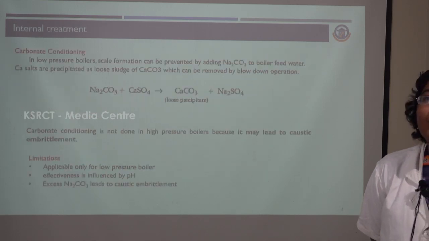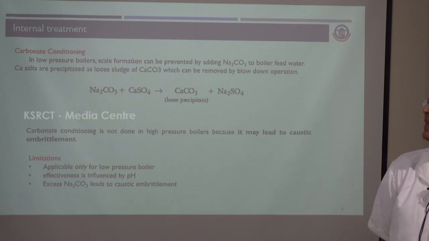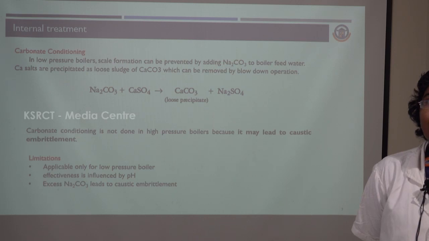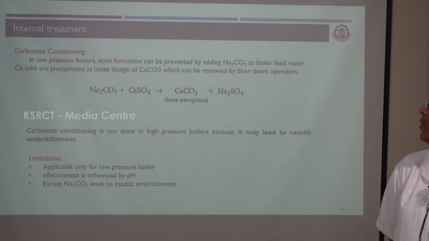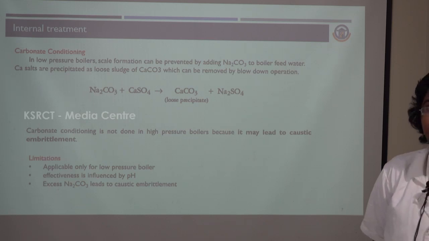Next we will see the internal treatment removal processes one by one. First one is carbonate conditioning. In carbonate conditioning, we use sodium carbonate inside the boiler to remove the hardness producing substance. It is used only in low pressure boilers. The chemical reaction between the carbonate and the hardness producing substance is this: carbonate reacts with calcium sulfate to form calcium carbonate, which settles down as a precipitate and can easily be removed by the blow down operation method.